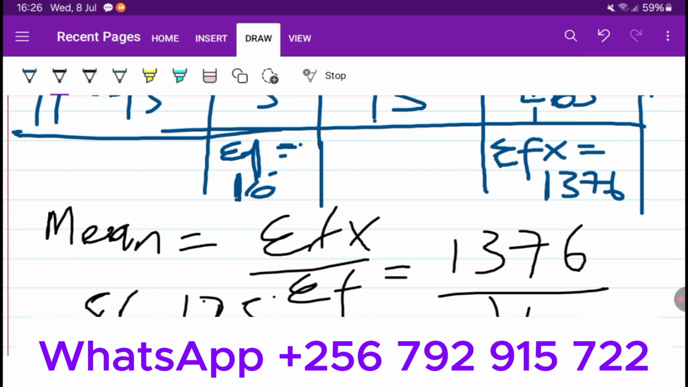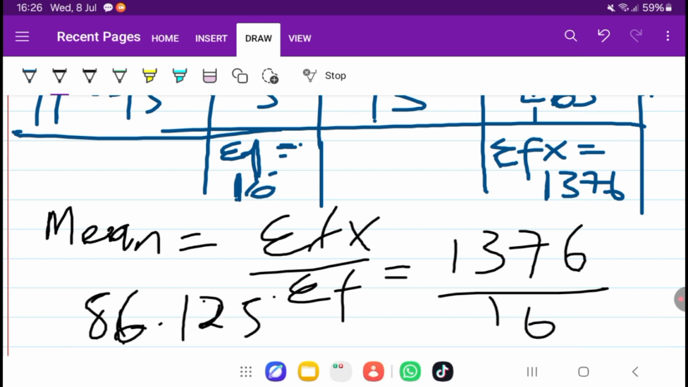You can go ahead and use step coding or step deviation to get the mean, and you will be able to get the same answer. So whichever method you use, you will still get the same result.